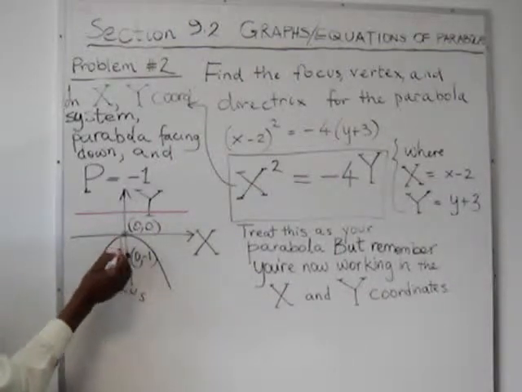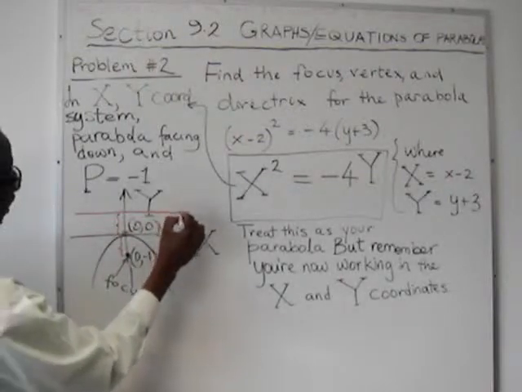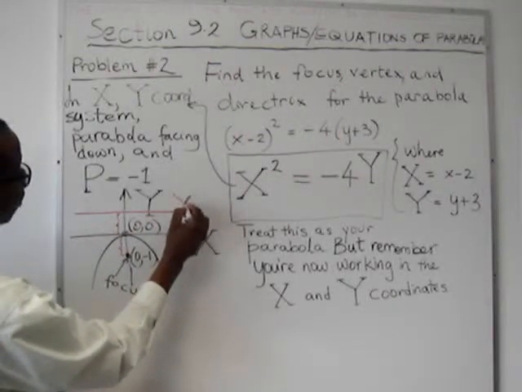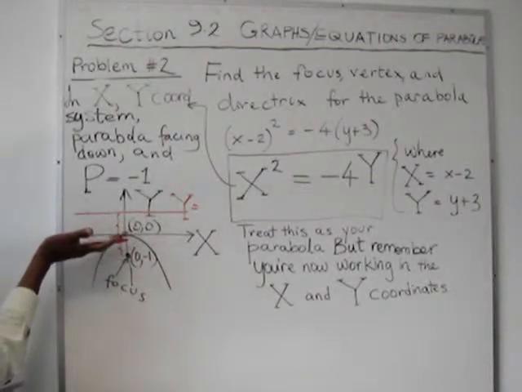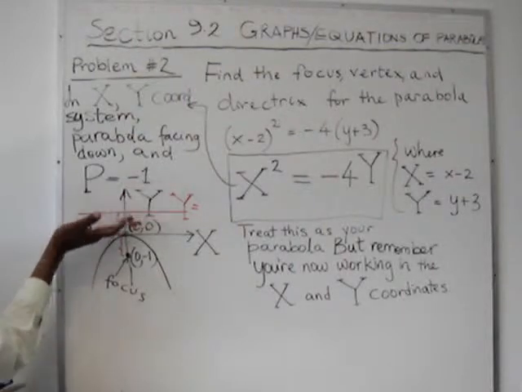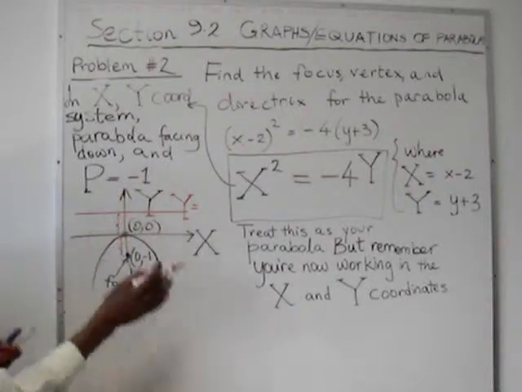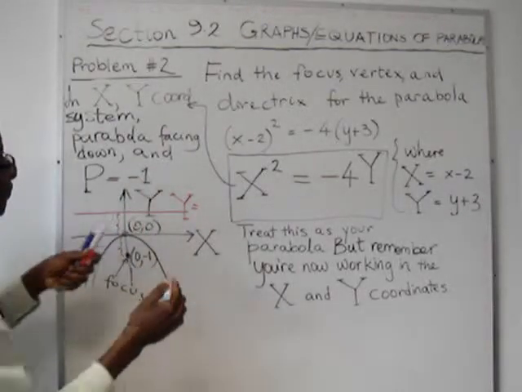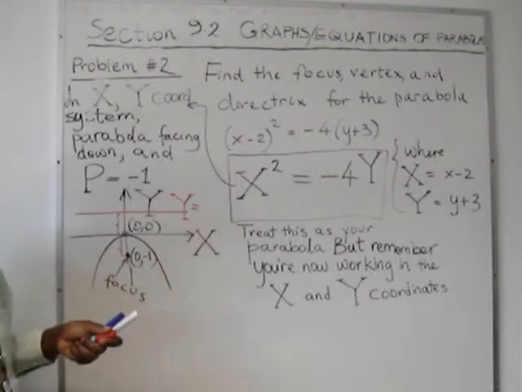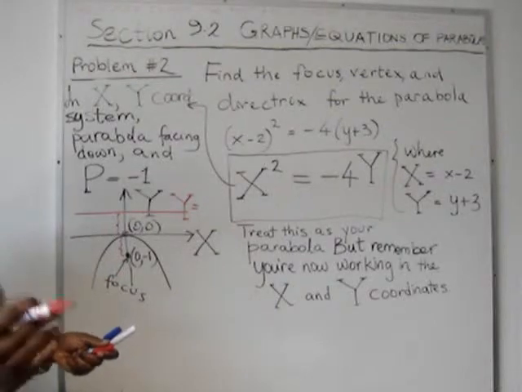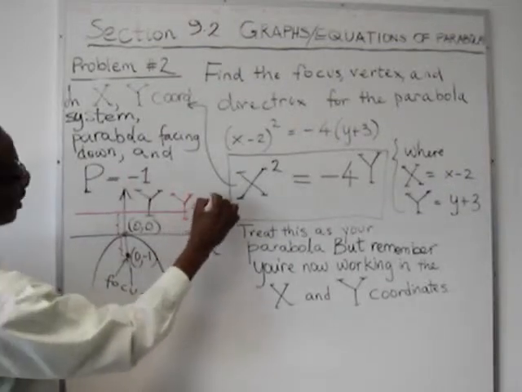In the new coordinate system, the directrix is right here. It has to be equidistant. This distance is the same as that distance, and it's parallel to the axis. So this is the directrix, and in the new coordinate system, big Y equals, you know it's going to be 1, because it's above the x-axis. It's related to P. Normally y equals minus P is the equation of that line. And because P is minus 1 in this case, it becomes y equals 1.